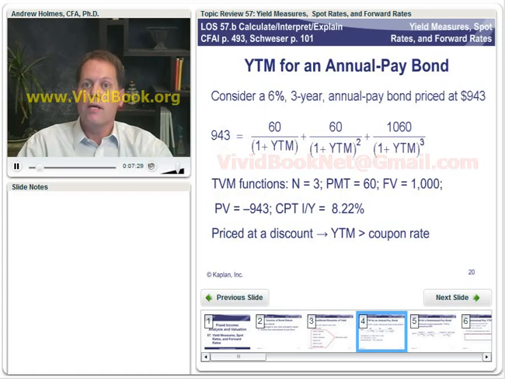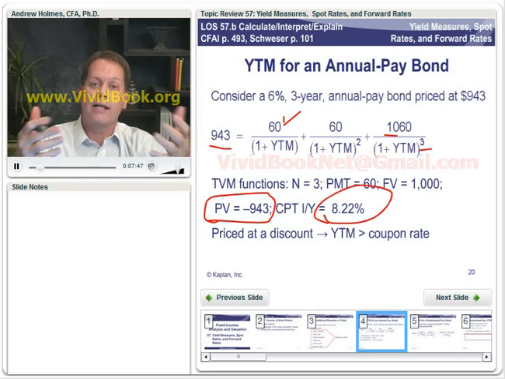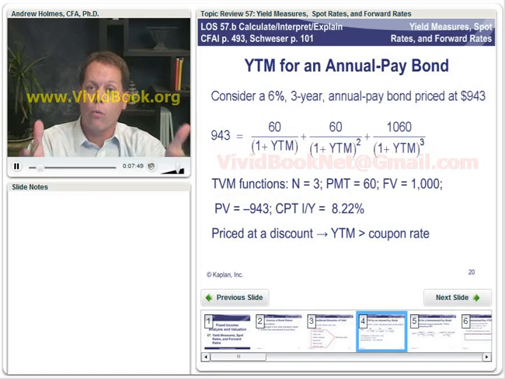All right. So what are the 4 things we know about this bond? Well, we know that the present value is $943, and we're going to enter it as a negative. We know that the payments are $60. We know that the face value is $1,000. We know that there's 3 years to maturity. We're going to plug that in, and we're going to get a yield to maturity of 8.22%. That is the yield to maturity, or YTM.